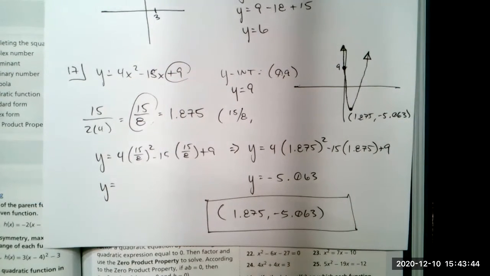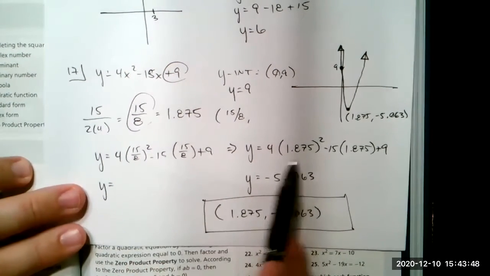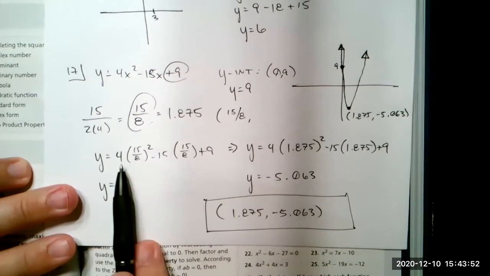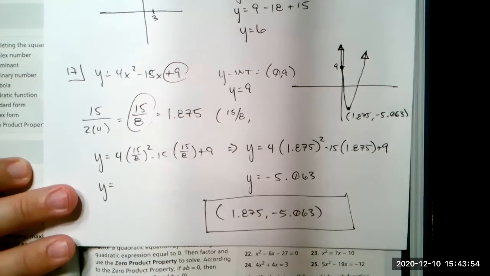Again, always for the sake of time, I don't want these things to be hours long. I didn't do this step by step. But again, I'm just following PEMDAS, type that in your calculator, and you could solve that step by step to get negative 5.063.